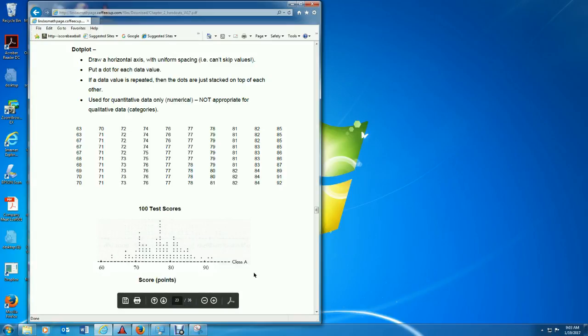The most important thing about making a dot plot is that this is an x-axis, okay? You can't skip numbers if you don't have data values there. So you have to treat it like an equally spaced x-axis, and then for each data value, you just put a dot over its value, and if you have multiple values, then you just stack them. For example, there's 2 63s here. All right, so dot plots, pretty easy to make, kind of fun. It only works with limited types of data sets.